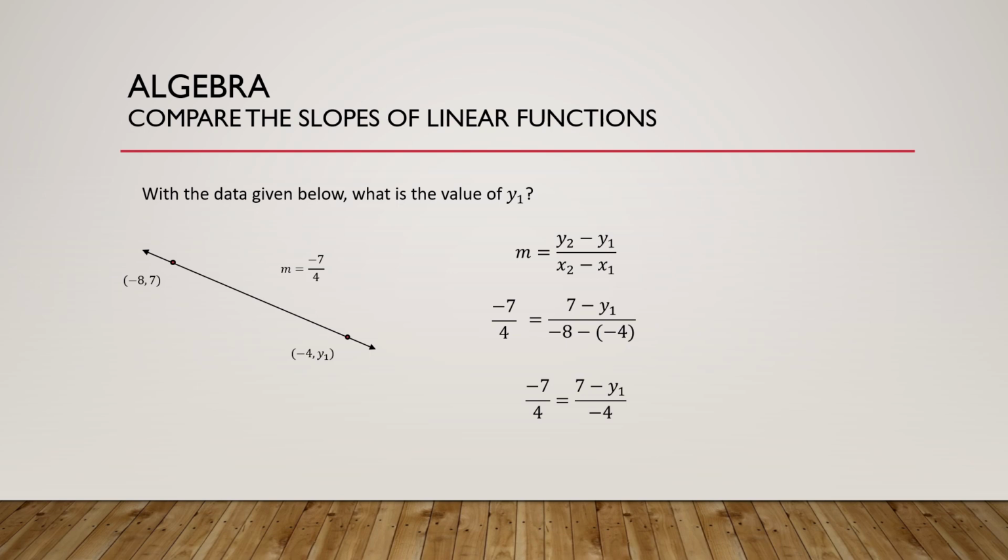For the sake of having a positive variable, I'm going to multiply the right side by negative 1 over negative 1 to get negative 7 over 4 is equal to negative 7 plus y1 over 4. Multiply both sides by 4 to get negative 7 is equal to negative 7 plus y1. Add 7 to both sides and we get y1 equal to 0.